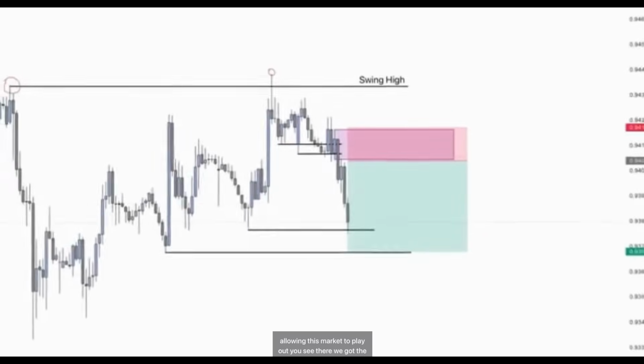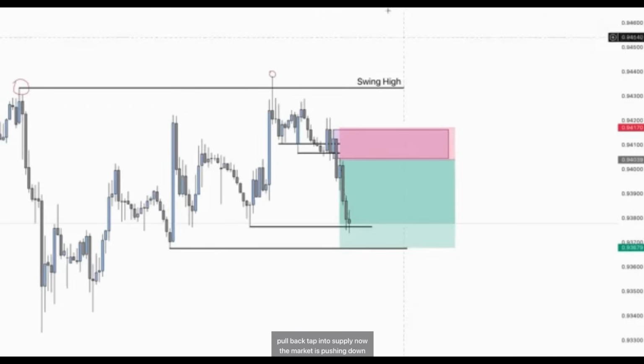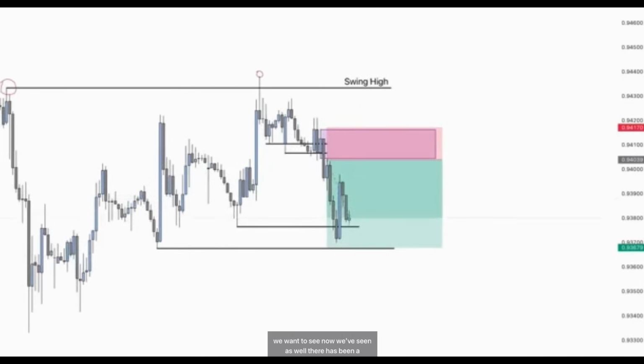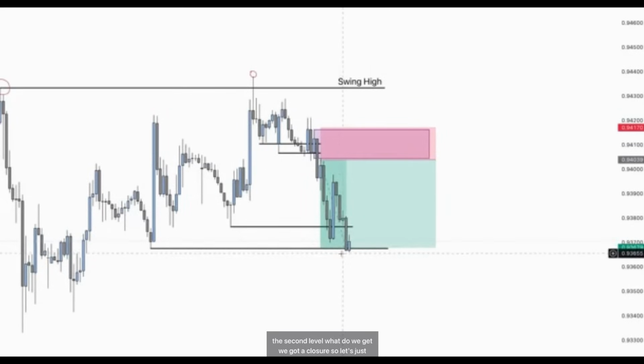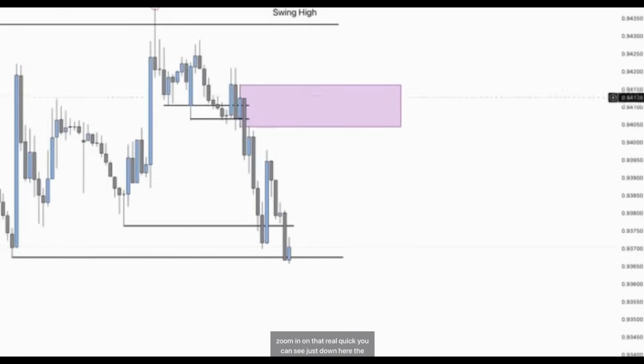So allowing this market to play out, you see there, we got the pullback, tap into supply. Now the market is pushing down, tackling those swing lows. So that's a good thing. That's what we want to see. Now we've seen as well, there has been a closure under this first level. And now that we've approached this second level, what do we get? We got a closure. So let's just zoom in on that real quick. You can see just down here, the level of which we took profits on that first trade, we have a closure. What does this tell us? Well, this tells us we can go lower.